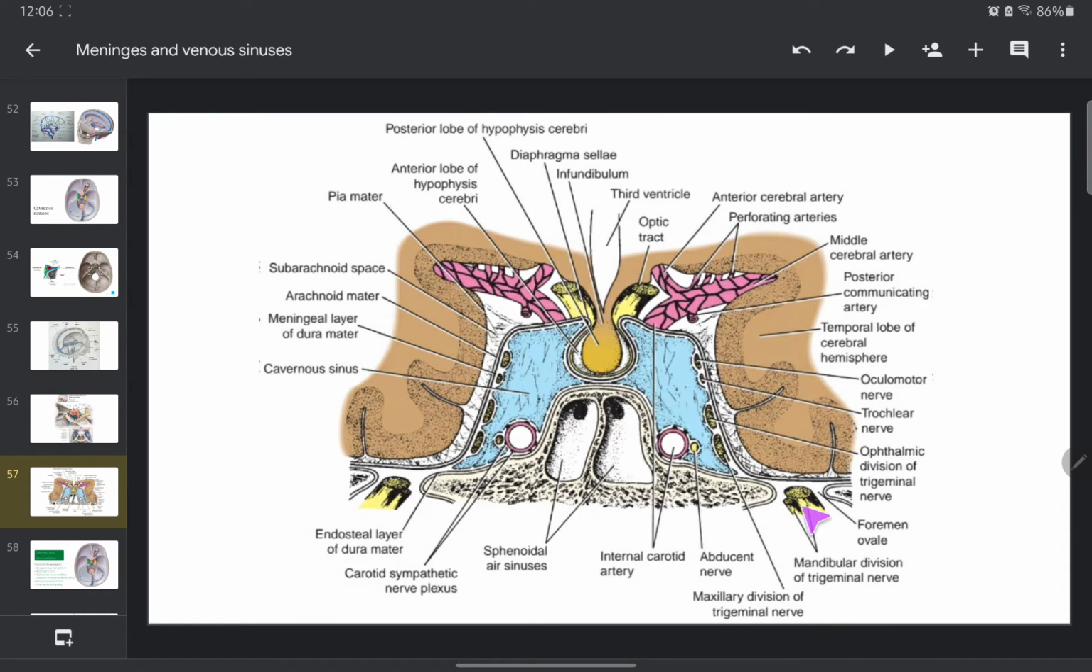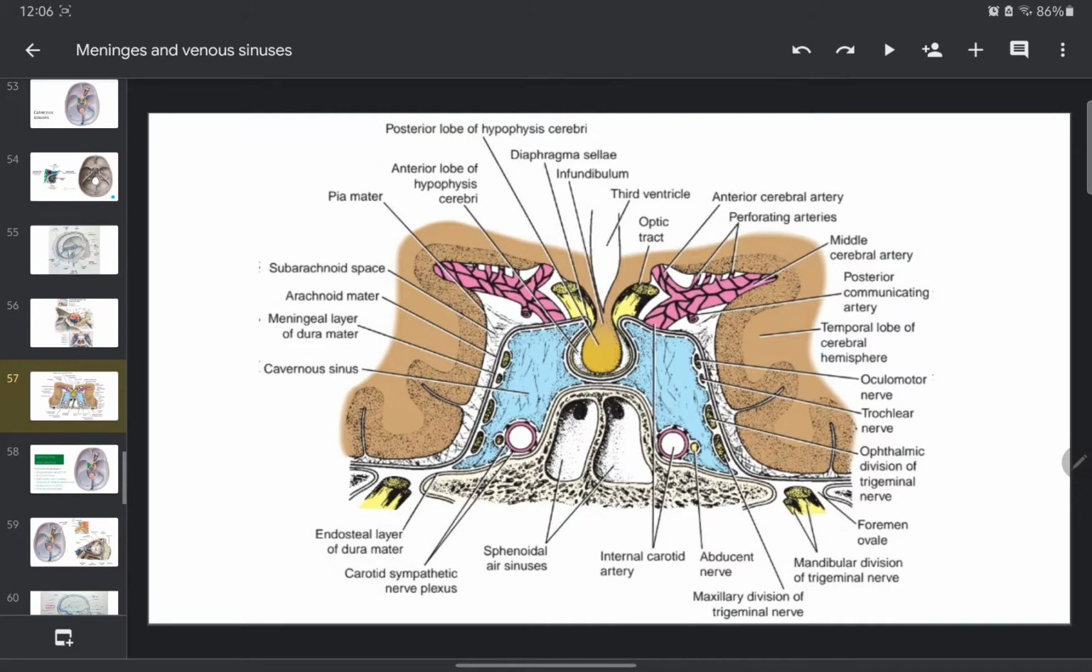Now the lower or mandibular division of the trigeminal nerve doesn't cross through the cavernous sinus. How do these structures pass through here? We have a lining endothelium here that prevents the contact of the blood with these structures.